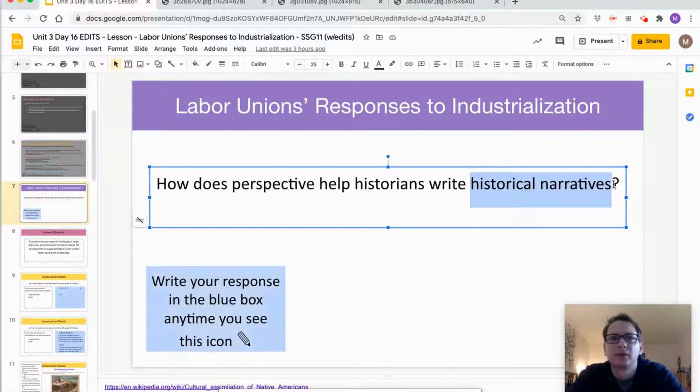Just a friendly reminder that the assessment for this unit will be writing a historical narrative about the progress and decline of American society between the years 1865 and 1920. So we are going to be keeping an eye out for evidence of progress and decline as well.